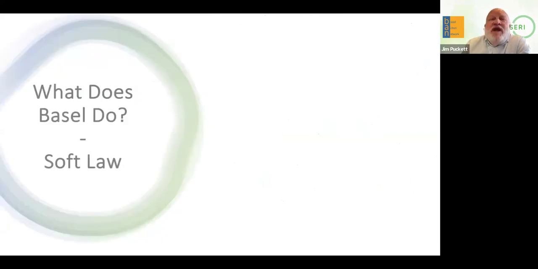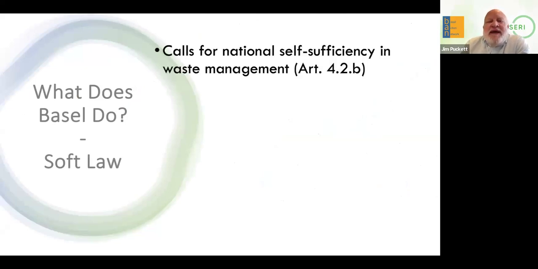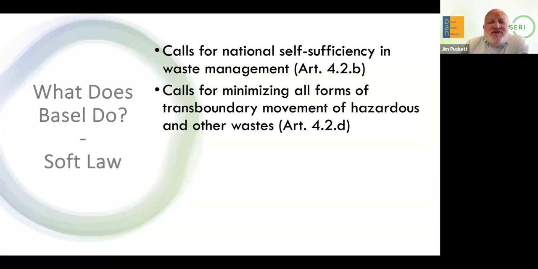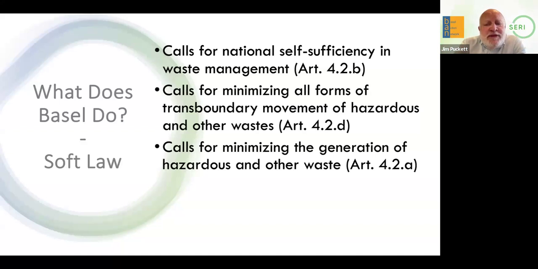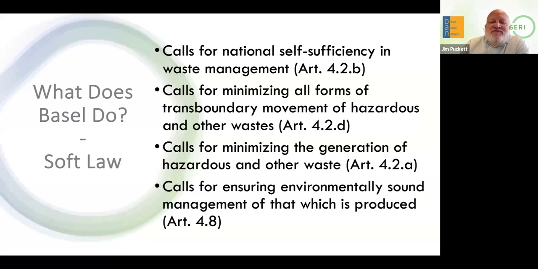It has a lot of general obligations which set the tone. Those are called soft law, and it calls for national self-sufficiency in waste management. In other words, minimizing all forms of transboundary movement of hazardous and other waste. Very important, this other waste we'll be talking about. It calls for minimizing the generation of hazardous and other waste. So don't make so much, try to prevent it. And if you can't prevent it, it calls for ensuring environmentally sound management of that which is produced.